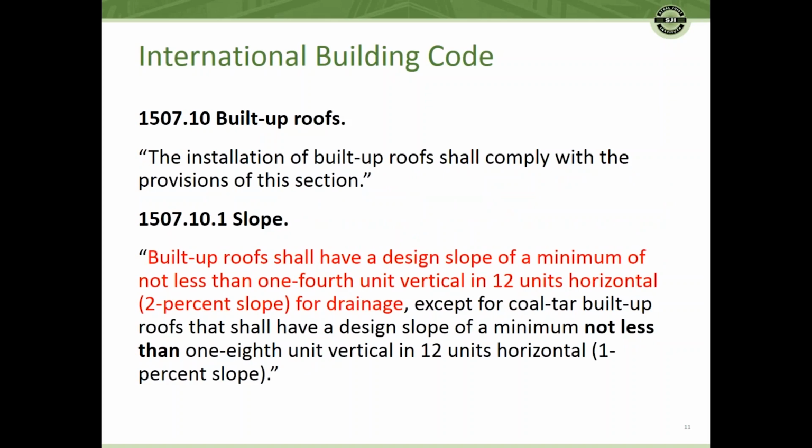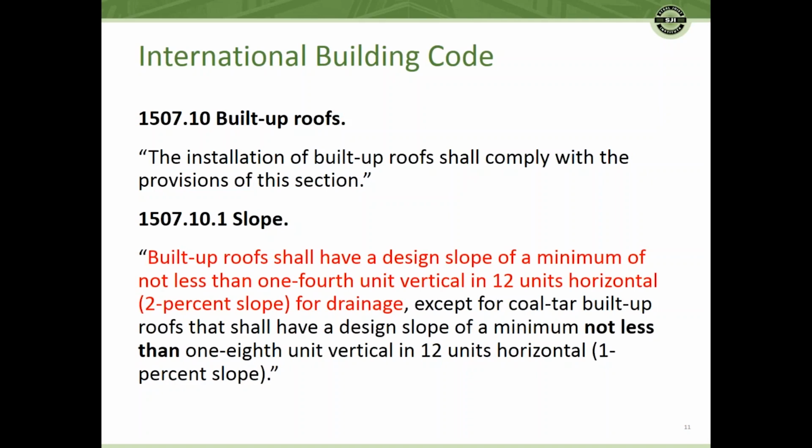1507.10 on built-up roofs must comply with section 1507.10. And here's one that some engineers are still missing. Some architects are missing it. It says built-up roofs shall have a design slope of a minimum of not less than 1/4 vertical to 12 inches unit. In other words, 1/4 per foot slope. That's a requirement in IBC.